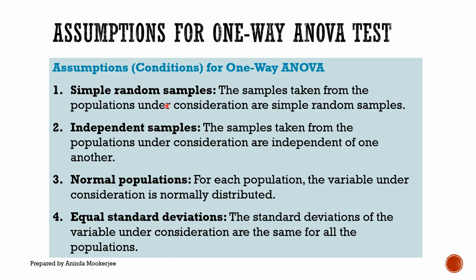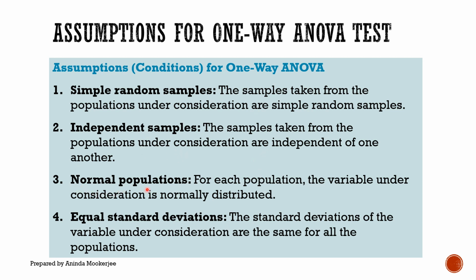Let's start with the assumptions or conditions for one-way ANOVA. First, like for any other test, the samples have to be simple random samples, SRS. The samples taken from the populations under consideration are simple random samples. Number two, they should be independent samples. The samples taken from the population under consideration are independent of one another. So they are not linked, they are not paired like we had learned with two population means. They are not related in any way. They are all independent samples.